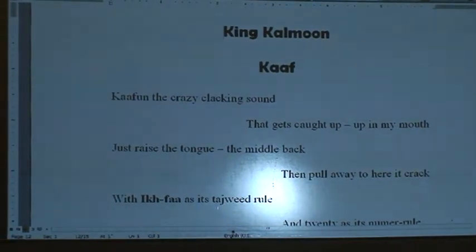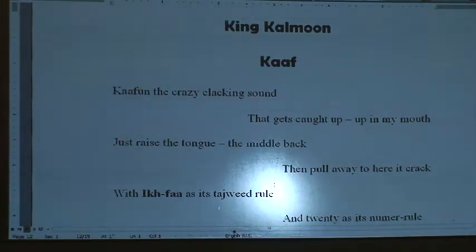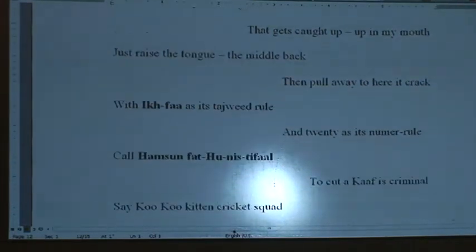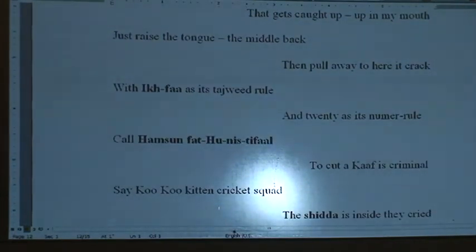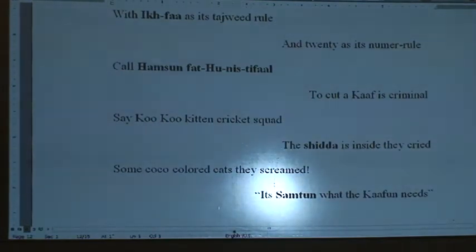So we have kaf. Kafun, the crazy clacking sound that gets caught up in my mouth. Just raise the tongue, the middle back, then pull away to hear it crack. With ikhfa as its tajweed rule and 20 as its numeral. Qul hamsun fatun istifal. To cut a calf is criminal. Say cuckoo, kitten, cricket squad. The shidda is inside, they cried. Some coca-colored cats, they screamed. It's something what the kafun needs. Now go back down and we'll talk about this line for line.